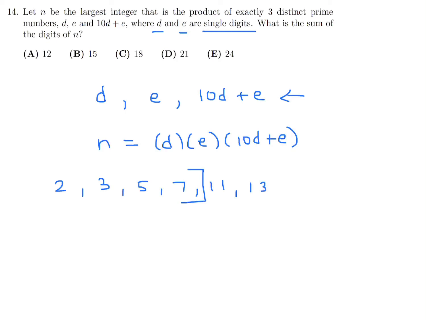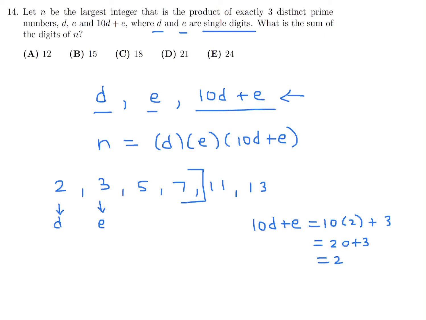So that's good. That helps us out a bit. It's nice that they put that in there. So let's just go with the first one. Let's say this is D, and let's say this is E. Okay, so D and E are 2 and 3. So then what's 10D plus E? Well, D we set as 2, and E we set as 3. So this would become 20 plus 3, which is 23.